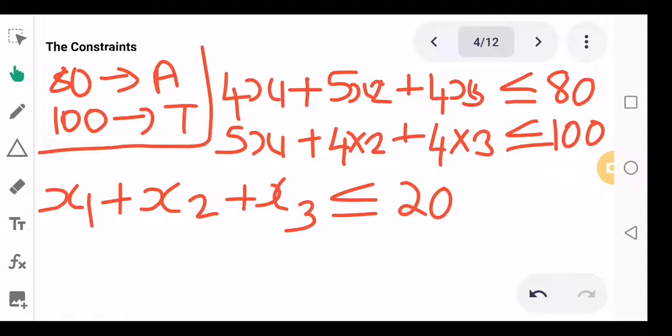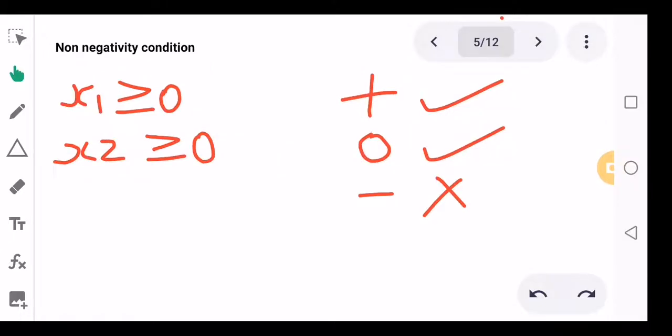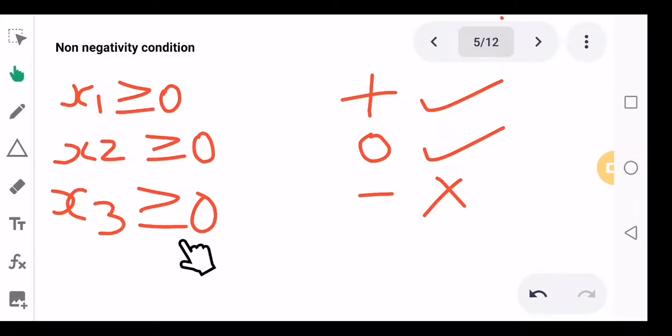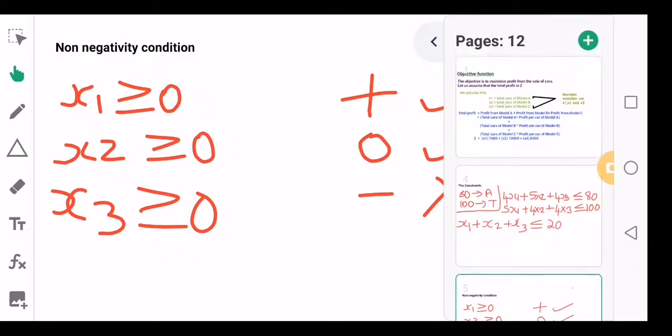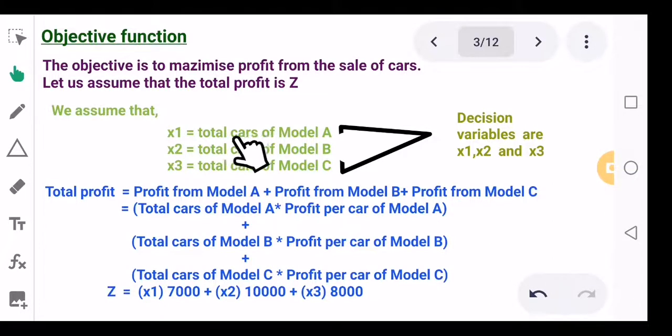Okay. Now next is the non-negativity condition. Here x1, x2 and x3 can be positive, can be 0, but will not be negative. Because x1, x2 and x3 represent the total cars of model A, total cars of model B and total cars of model C. So when you're producing something, the total cars can be a positive number or it can be 0. 0 meaning no production. But how can it be negative? You can't produce negative cars, right?